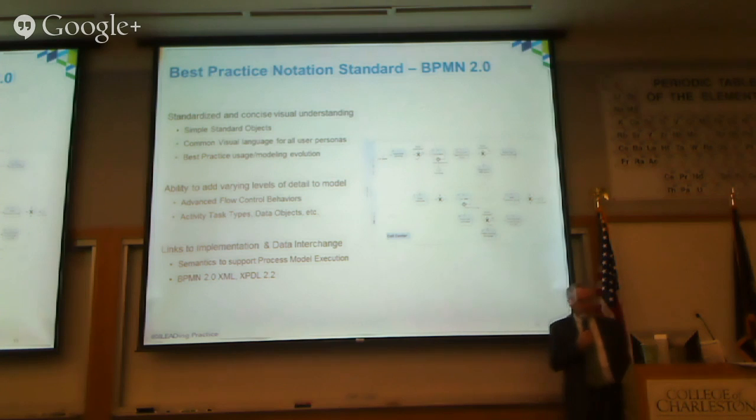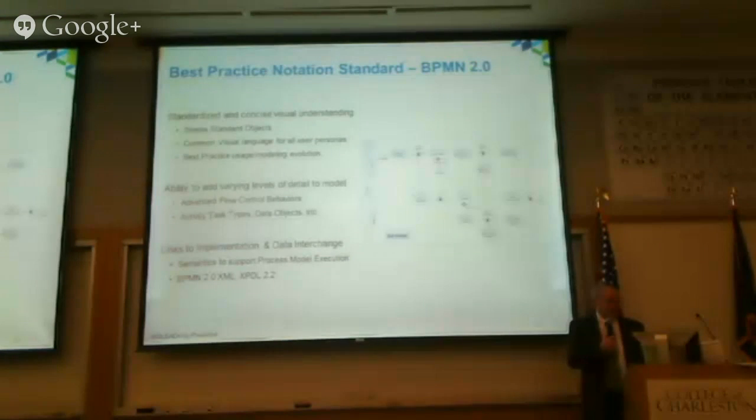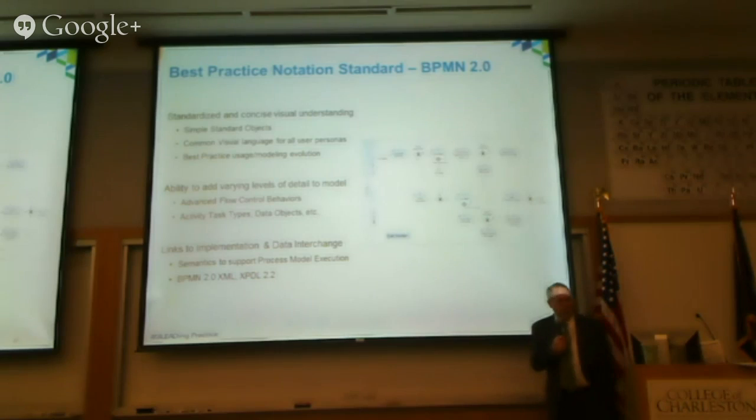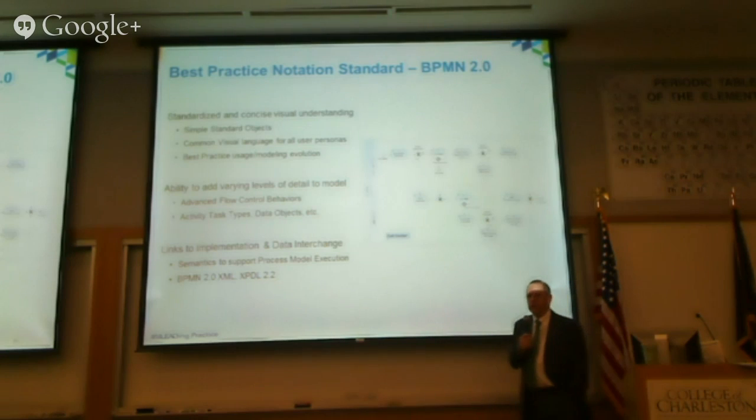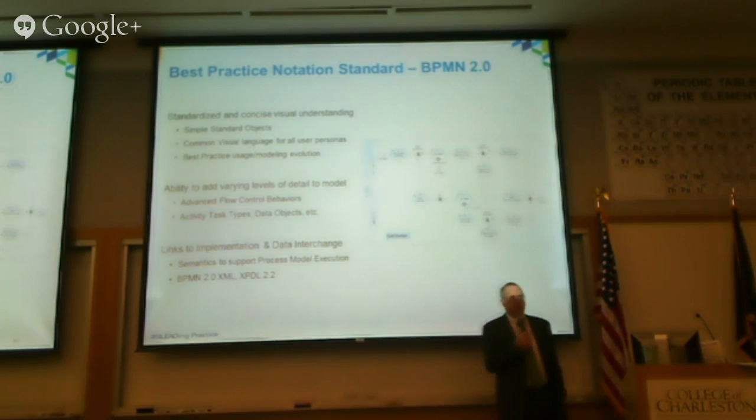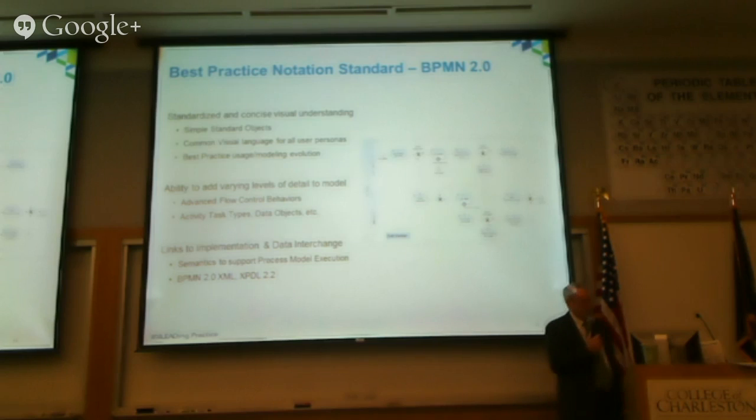It's effectively there for all user personas, so it's not just one classification. And there's a tremendous community out there that's driving not only usage, but content and various elements of style. It can add varying levels of detail, so from concept of hierarchy to advanced flow behaviors, task types, data objects. So a wide variety of things are actually included in there based on the design that's happened from many constituencies that developed the standard.